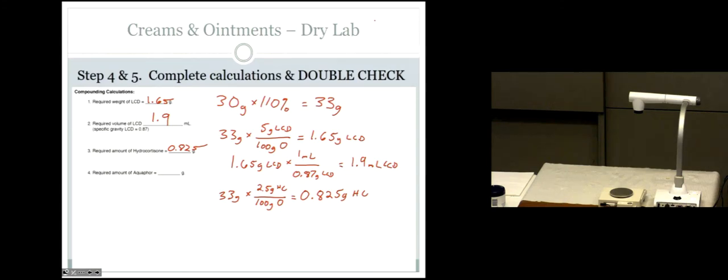So let's start with that. Our total amount is going to be 30 grams. From that, let's subtract the amount of hydrocortisone, which we said 0.825. Oh, did I mess something up? At this step, one of the most common mistakes is to revert back to the total weight being 30. And you're absolutely right, that is totally wrong. Bad Larry. So let's go back to 33 grams. That was our total. Subtract out the hydrocortisone, then subtract out the LCD and see what's left.